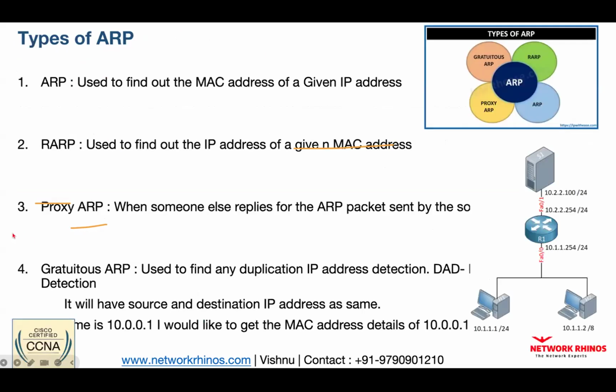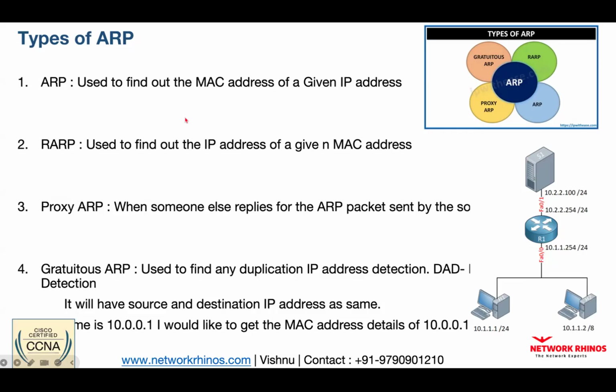The ARP has different types also, guys. One is called normal ARP. Normal ARP means when you try to find out the MAC address of a given IP address. If you go with reverse ARP, it means the opposite. It is used to find out the IP address of a given MAC.